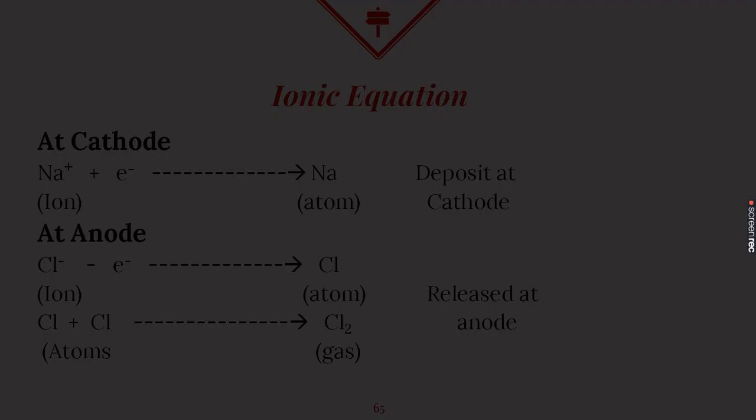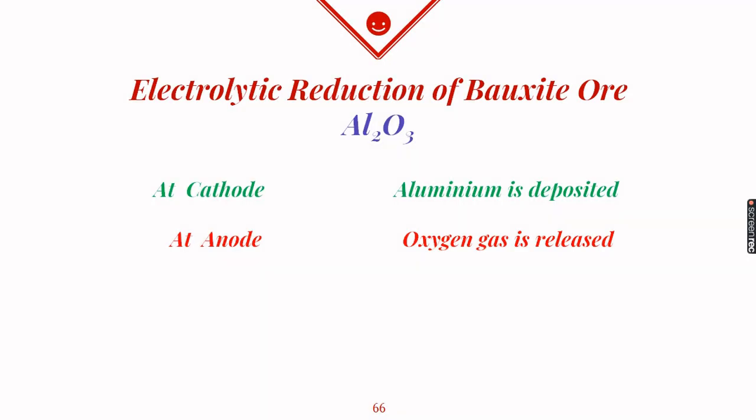Now in the same manner we can do electrolytic reduction of bauxite ore, which is aluminium oxide. In this case at the cathode aluminium will be deposited and at the anode oxygen gas is released. So we have completed the extraction of metals of different reactivities.